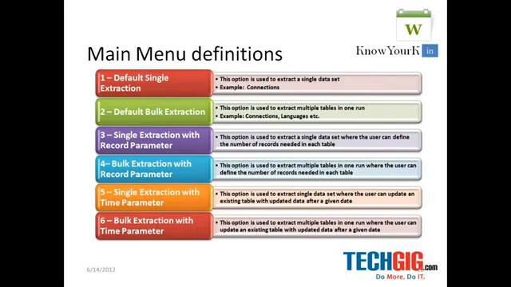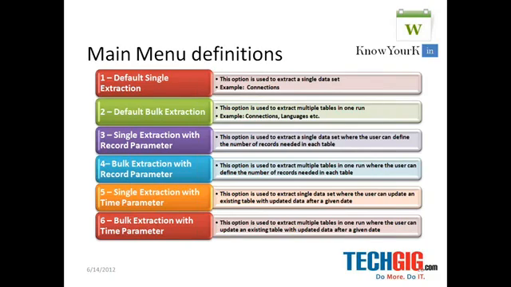We can also have a single extraction with the record parameter, where you specify how many records you want to pull from LinkedIn. So you give the parameter, and you pull that record set from LinkedIn. You have the bulk extraction as well, so you can use the bulk extraction with the record parameter. We pass the record parameter with the bulk parameter as well, so you have a bunch of entities, and you specify the records for each and every entity to be pulled.